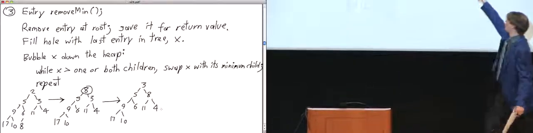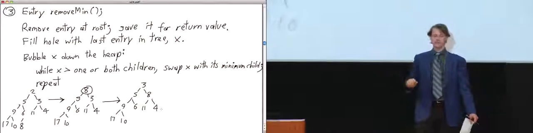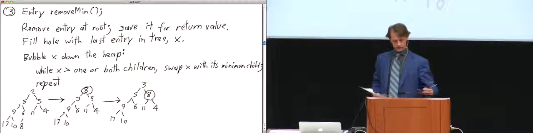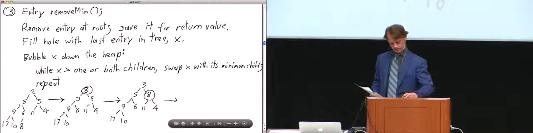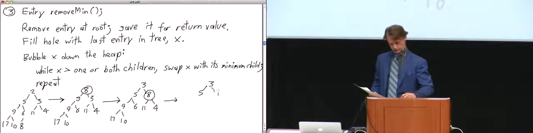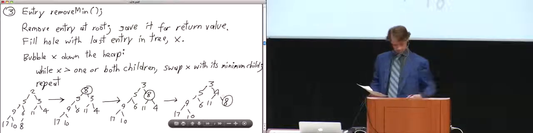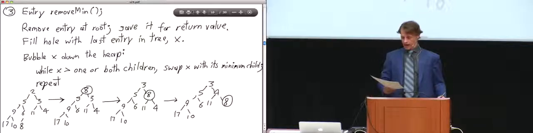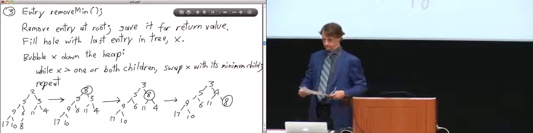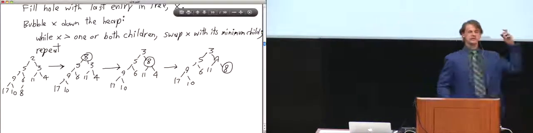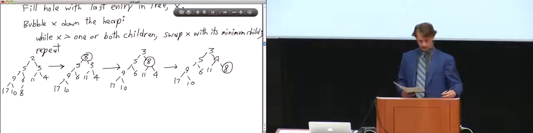And at this point now the 8 is smaller than one of its children, so we feel like we're making progress, but it's still bigger than one of its children, so we're going to swap again with the smaller child. And at this point we are happy. Now, in this case, the child made it all the way down to a leaf node. That doesn't always happen.